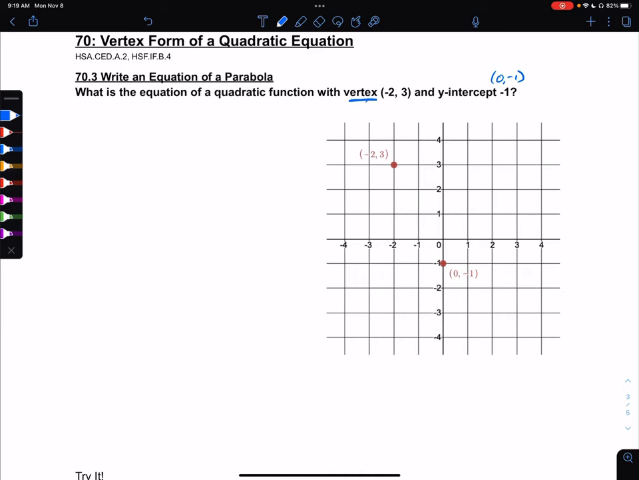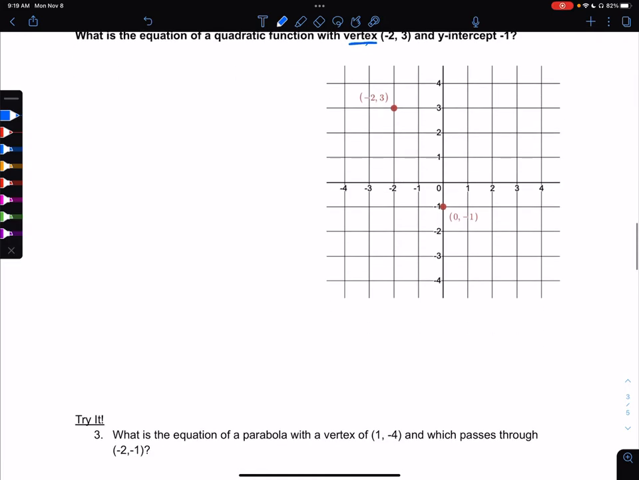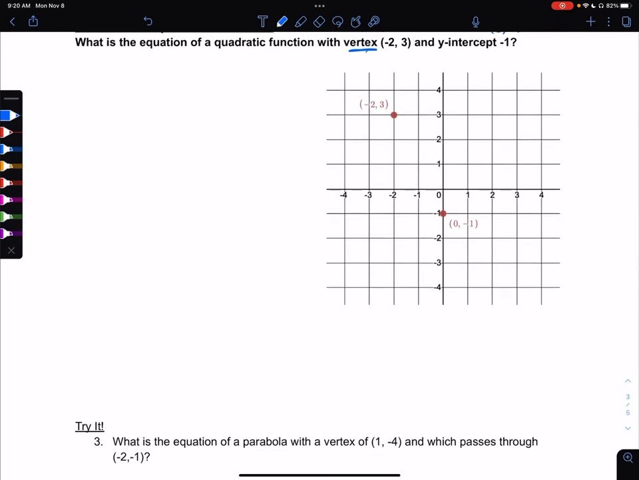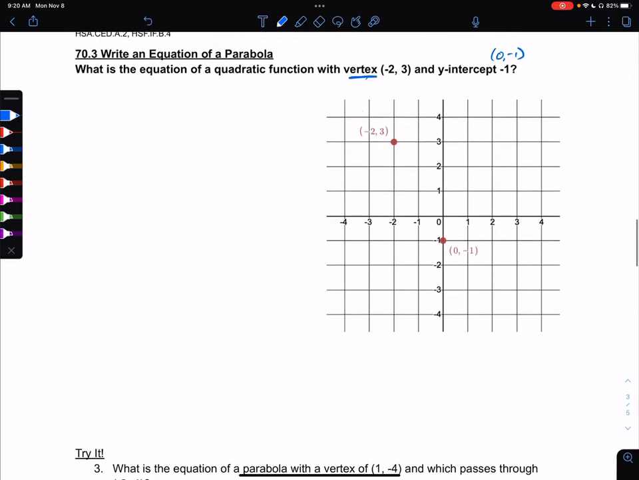They're always going to give you a second point. Sometimes it's the y-intercept, sometimes it's not. If you look at the Try It example, they tell you that it passes through the point (-2, -1). It doesn't matter what that point is. As long as it's a point, the fact that it's the y-intercept makes no real difference in how you would do this problem. So don't treat it any differently if, like in the Try It, they give you just a regular point and not the y-intercept. So what is the equation of a quadratic function with vertex (-2, 3) and y-intercept of -1?